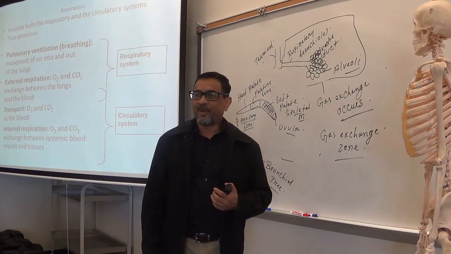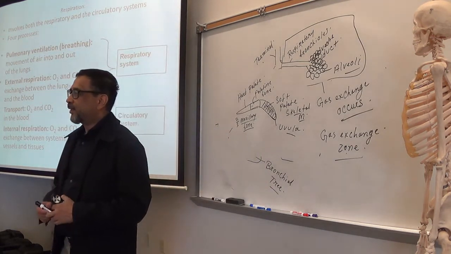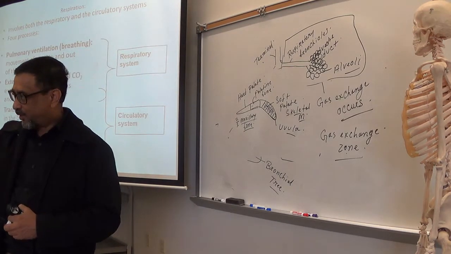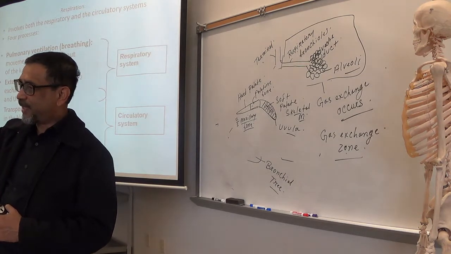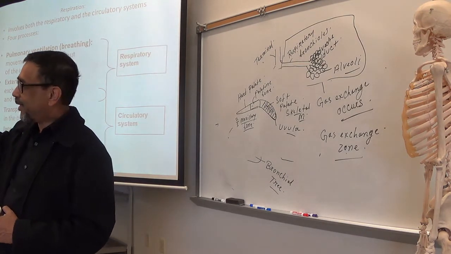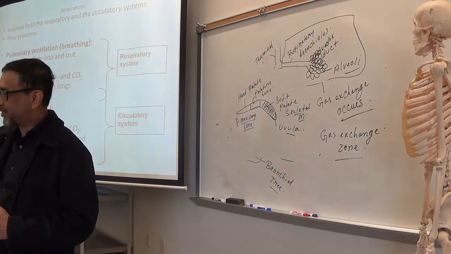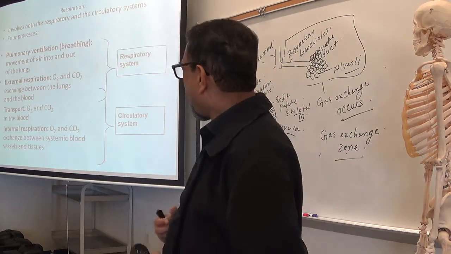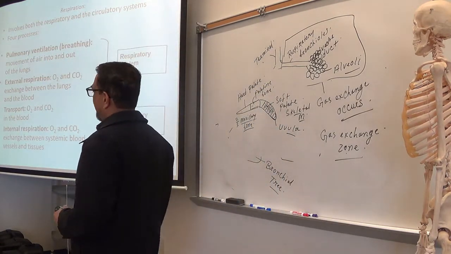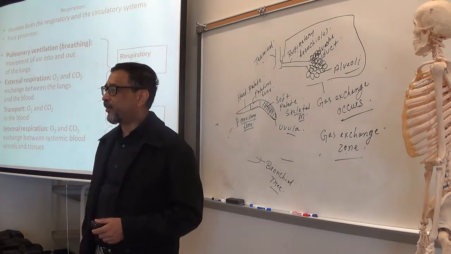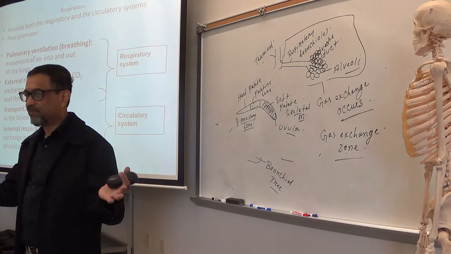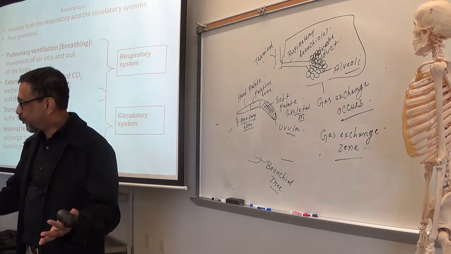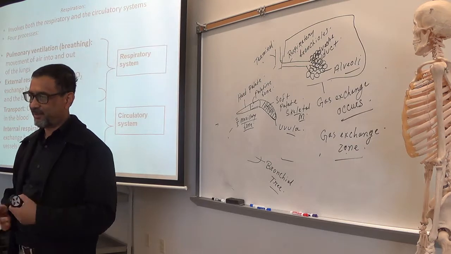Now, you remember at the very beginning today, I said there are four processes in respiration. How many? Four. First two take place in the respiratory system, and last two take place in the cardiovascular system, circulatory system. Okay? So what are those processes? First, pulmonary ventilation. Very simple. What is pulmonary ventilation? Breathing. Make sense? Breathing is also called pulmonary ventilation.